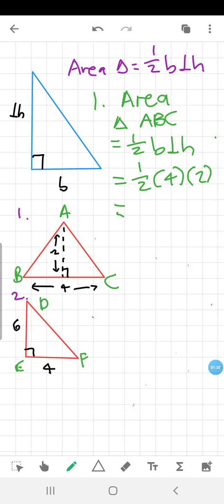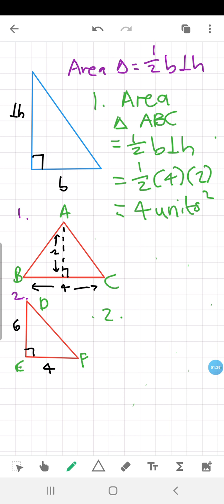4 times 2 is 8. 8 times a half is 4. So that's 4 units squared. In this question, it's not specified whether it's centimeters or millimeters. So you will just assume that it's units. Well, it is in units if it's not specified. And you have to say that it's squared. So don't forget to do that.